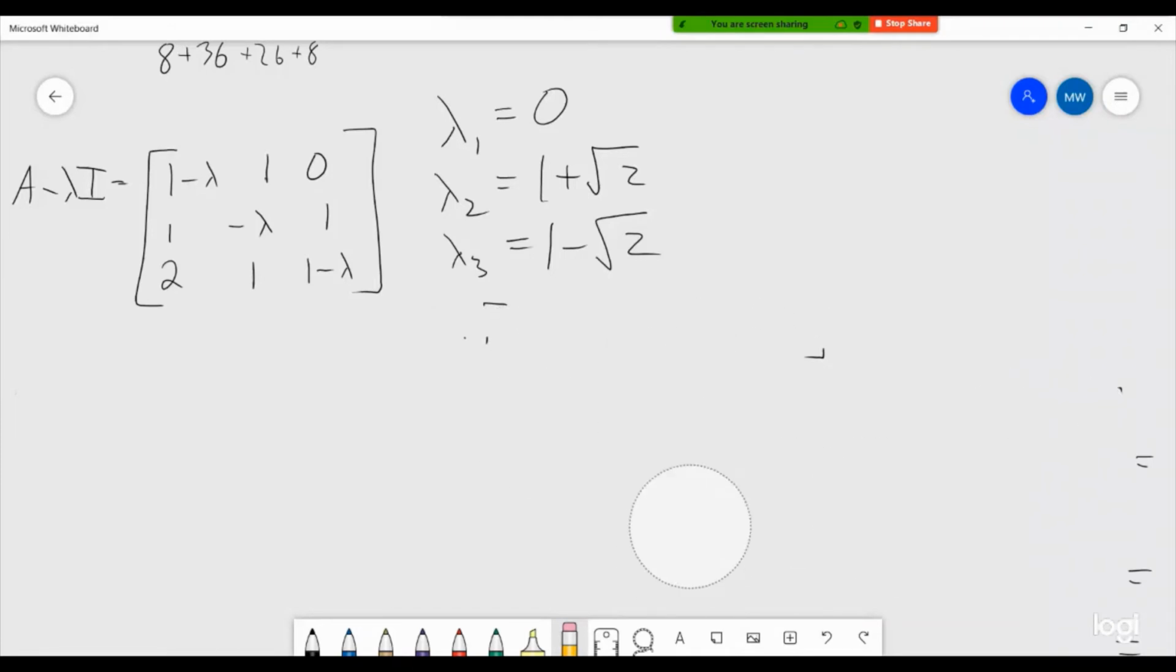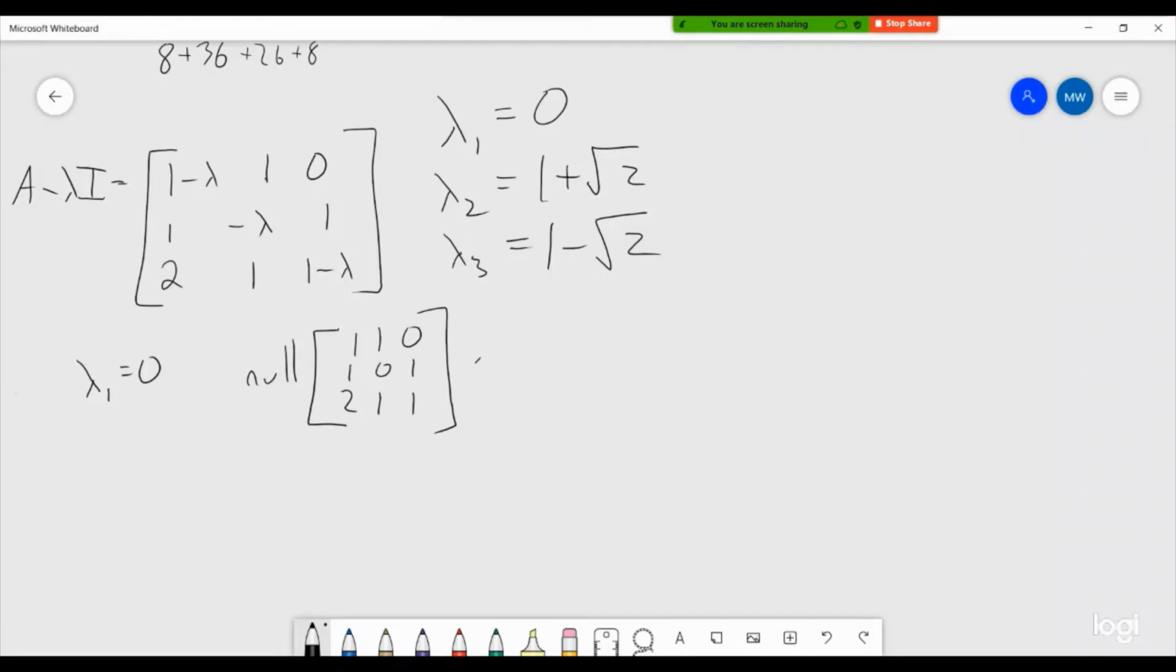One of the vectors is going to be pretty easy to compute. That's for lambda equals 0, because that's a nice one to deal with. For the others, it's going to be a little more complicated, but still doable. So if we're looking at lambda 1 equals 0, we're looking for the null space of the matrix 1, 1, 0, 1, 0, 1, 2, 1, 1. We are going to row reduce that matrix in order to make it simpler to solve.